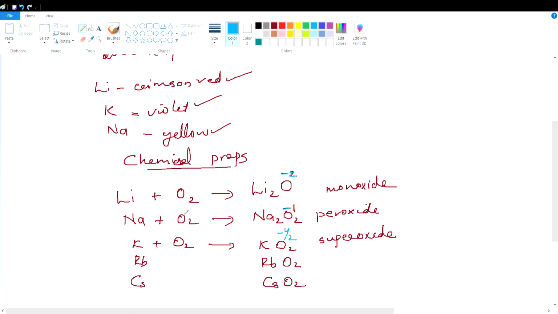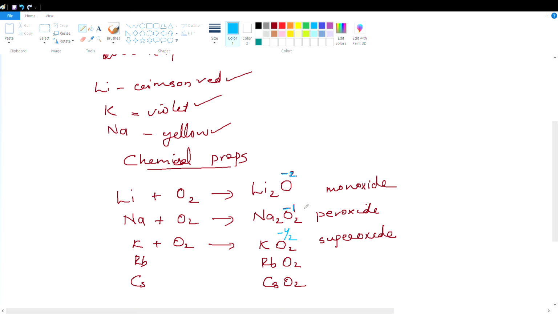These metals react vigorously with atmospheric oxygen and with water also. Hence, these elements are normally stored in kerosene oil because they cannot be kept in air, and they should not be in contact with water because they catch fire. Alkali metals catch fire in water and air. They can combine with atmospheric moisture also and catch fire. So these are stored in kerosene oil.